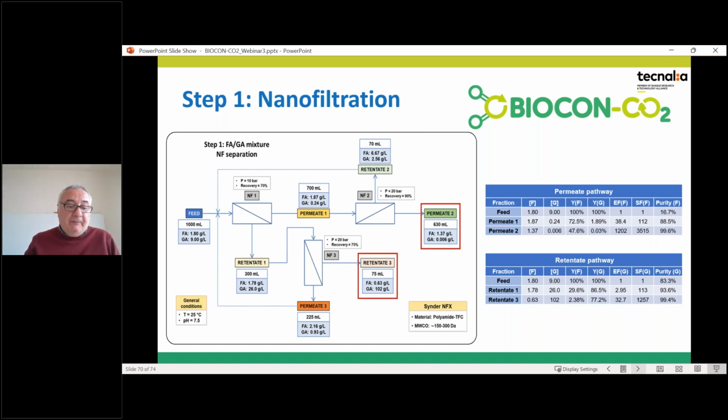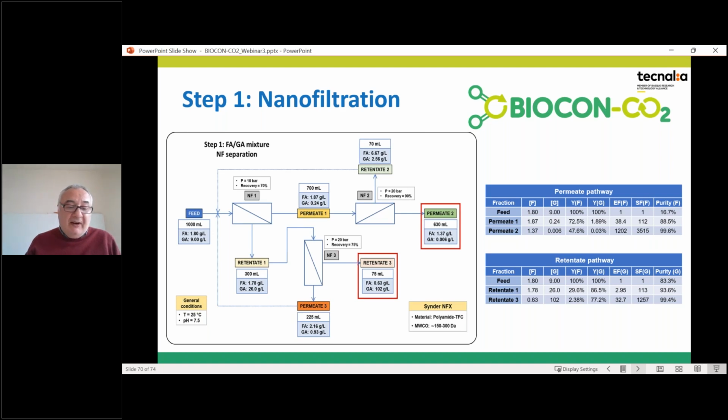In the permeate pathway, a formic acid pure permeate 2 was finally obtained with a purity higher than 99.6%, while in the retentate pathway, a gluconic acid pure retentate 3 was achieved with a purity of 99.4%.